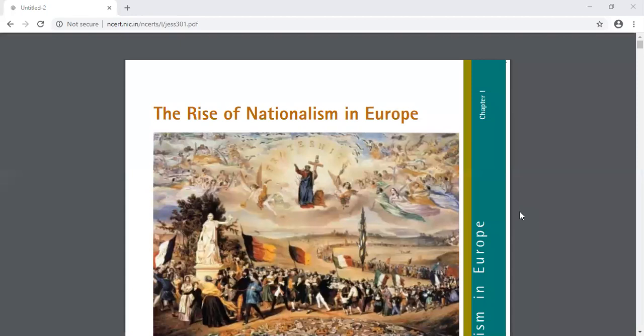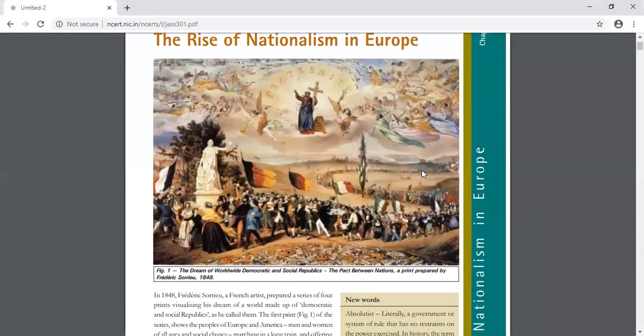Today we'll start chapter history number 1, the rise of nationalism in Europe. And in this chapter, if you will see, the image, this figure, this image is related with the dream of worldwide democratic and social republic.